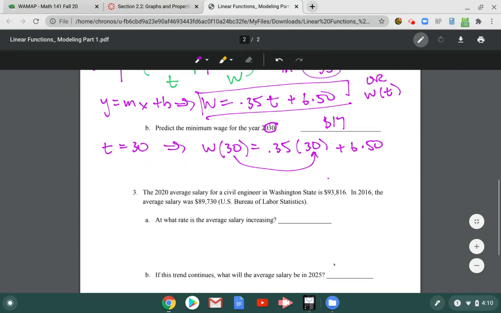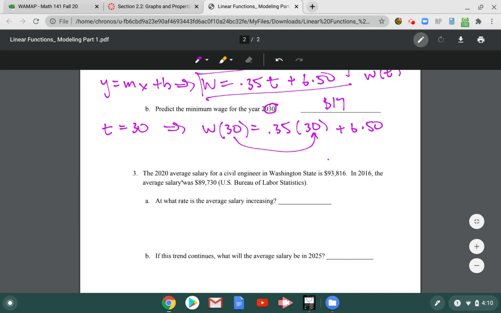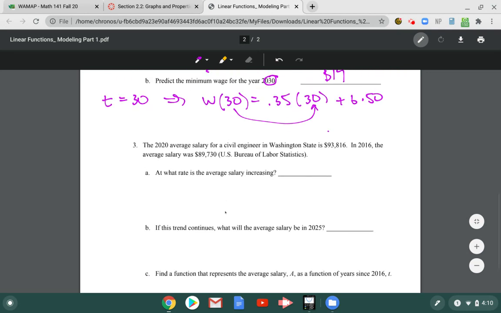Okay, number 3. The 2020 average salary for a civil engineer in Washington State is $93,816. In 2016, the average was $89,730. And these are actual numbers based on the U.S. Bureau of Labor Statistics. At what rate is the average salary increasing? So M is going to be the change in salary over the change in time.